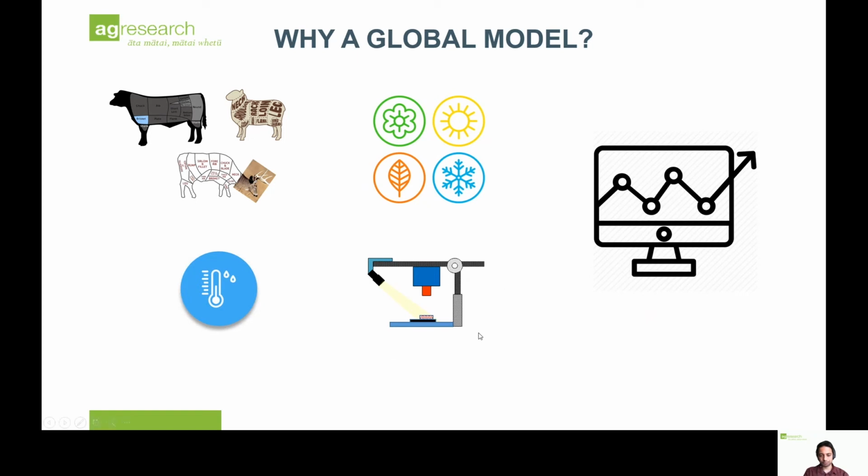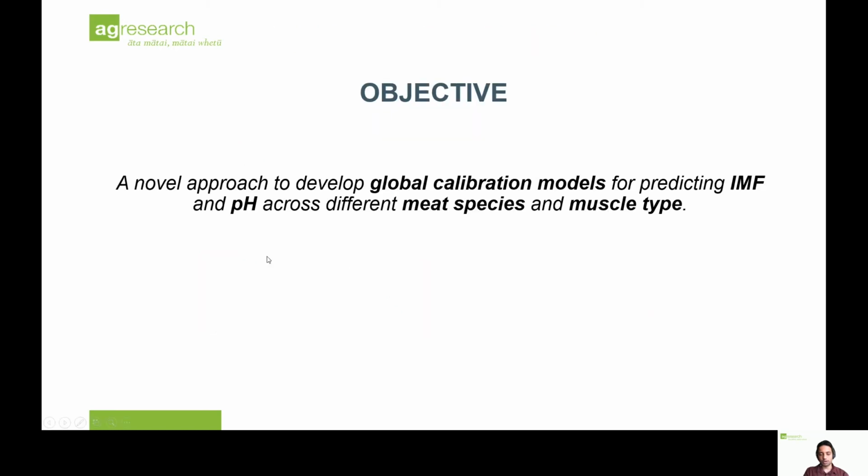You have used different parameters for your system depending upon your sample type, different people using it. Is there a possibility of developing a global calibration model? And this forms the basis of our research: a novel approach to develop global calibration models for predicting IMF and pH across different meat species and muscle types.